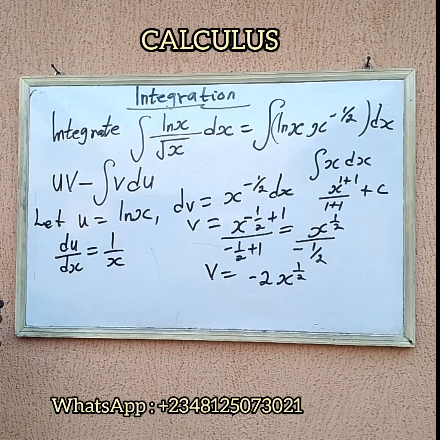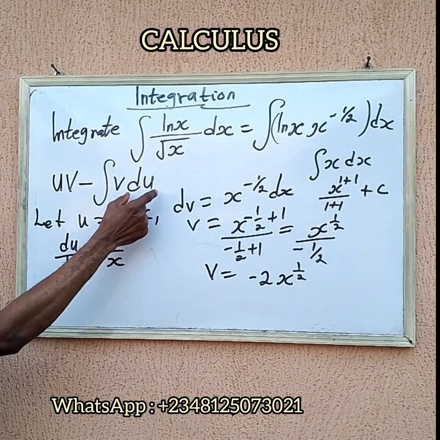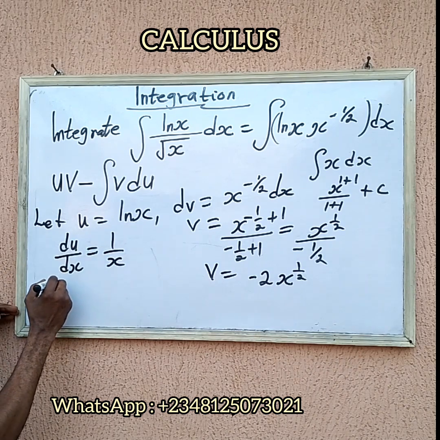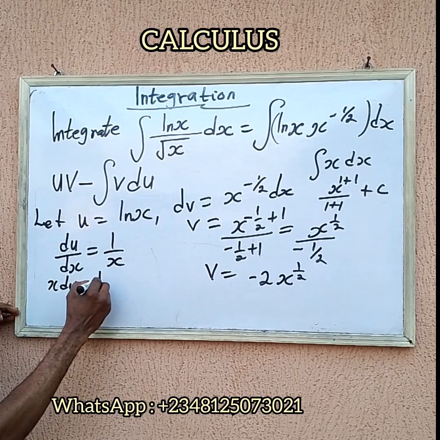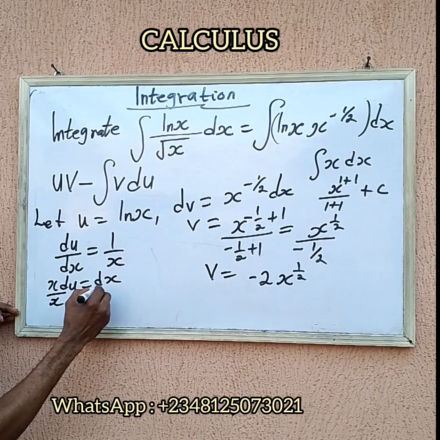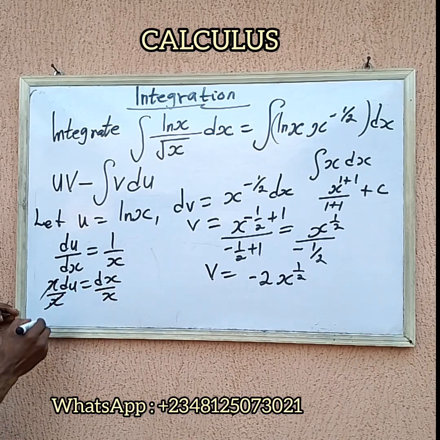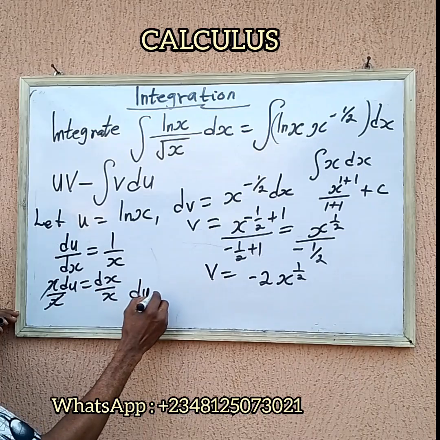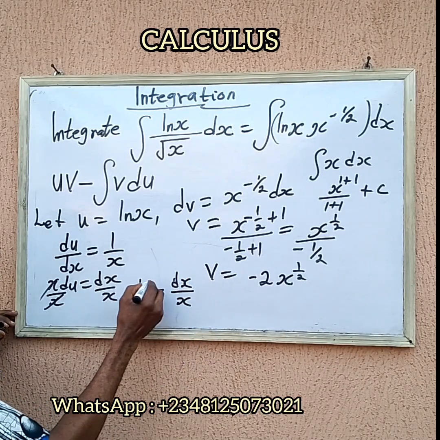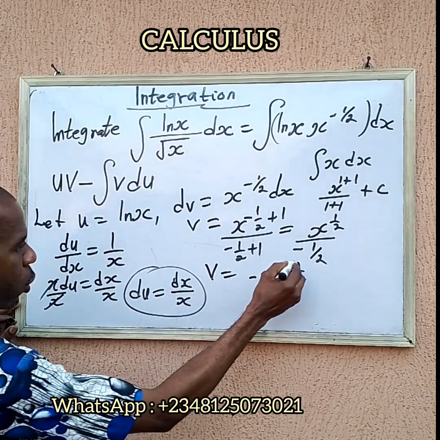Then let us come to this side. We want to get du so that we can substitute du in our formula. To get your du there, we should cross multiply. Since we have 1 over x here, we can cross multiply so that we have x du equal to dx. From here, we can make du the subject of the formula by dividing both sides by x. So that we have du equal to dx all over x. Good. So we have achieved this one, and we have also achieved this.